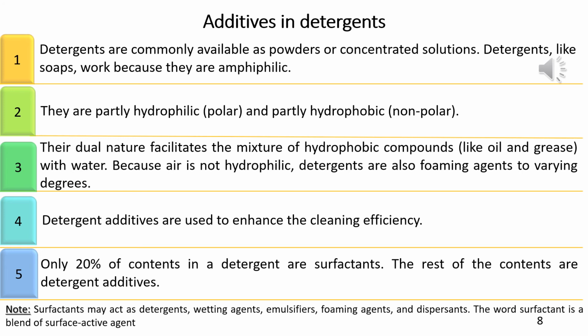So, what are surfactants? Surfactants are the compounds that lower the surface tension between two liquids, between a gas and a liquid, or between a liquid and a solid. Surfactants may act as detergents, wetting agents, emulsifiers, foaming agents, and dispersants. The word surfactant is a blend of surface active agents. So surfactants play the role of surface active agents.